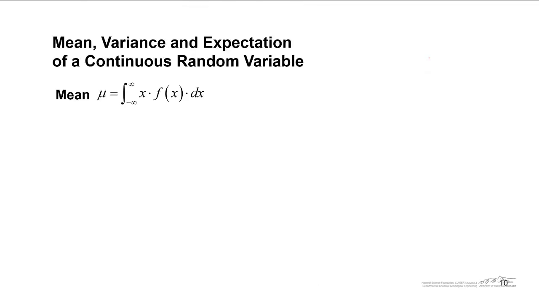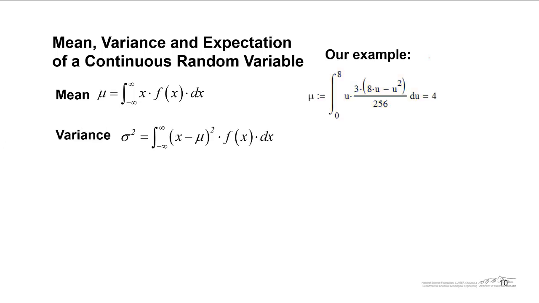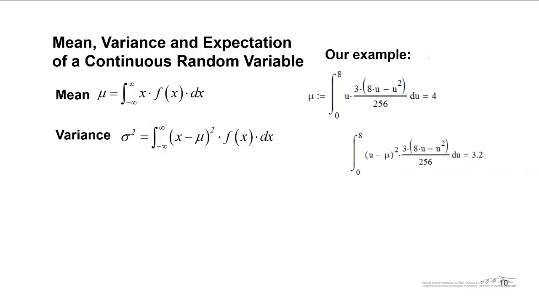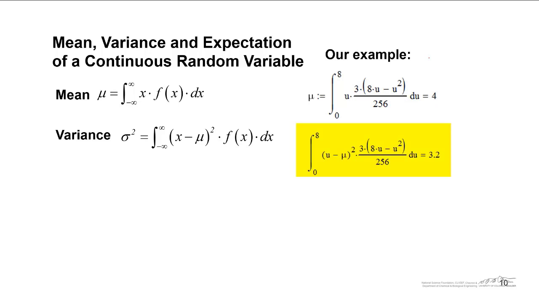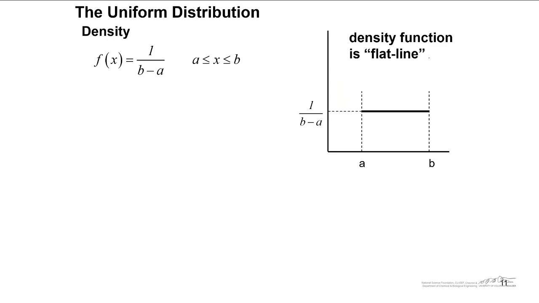The mean of a continuous random variable, instead of summing x times f of xi, as we did with discrete random variables, we're just taking the integral of x times f of x dx. For our example, we could do this in Mathematica or something, and we would get the mean is 4. The variance is given by the integral of x minus mu quantity squared times f of x dx. And again, if you have a complicated function, you have to do this numerically, typically. And we get a variance for our example of 3.2. And just keep in mind that sigma is the square root of the variance, and that is known as the standard deviation.